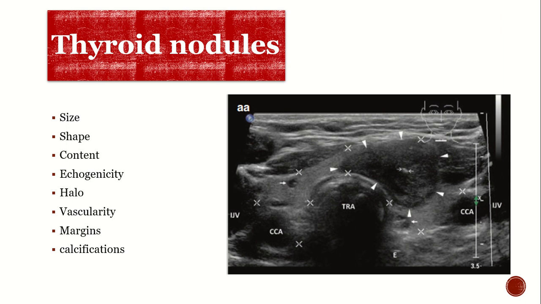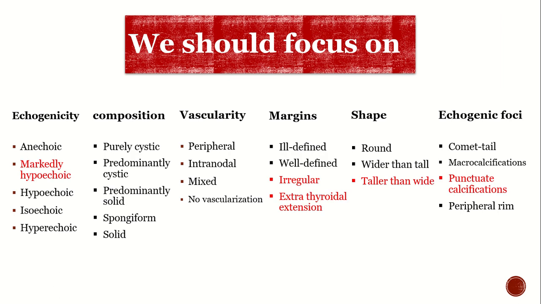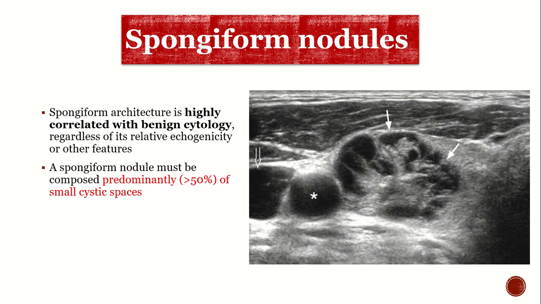Now, moving to thyroid nodules, we should focus on echogenicity, composition, vascularity, margins, shape, and echogenic foci. Those highlighted signs, markedly hypoechoic, irregular margins, extrathyroidal extension, taller than wide shape, and punctate calcifications, are very important because they harbor a high risk of malignancy. One type of benign nodule besides the cystic nodules is spongiform nodules, which are highly correlated with benign cytology, and they are predominantly more than 50% small cystic spaces.